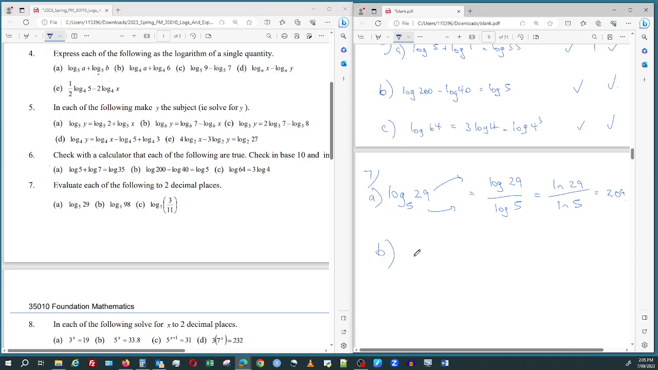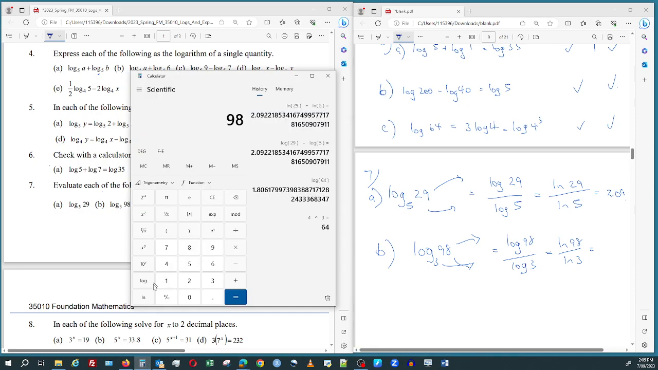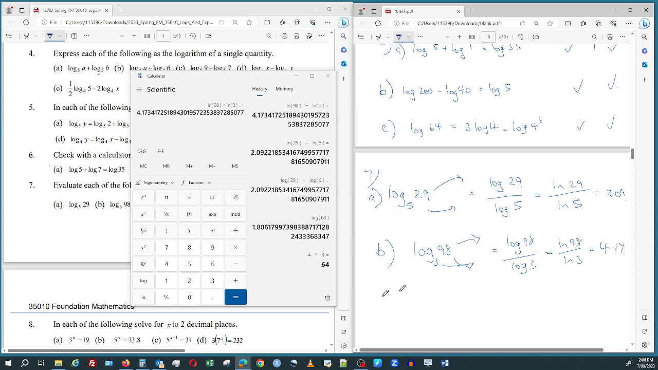All right, so B, log base 3 of 98. It's going to go up, down, so we're going to get log 98 over log 3, or ln of 98 over ln 3, either one will get you the same result. And so 98 ln divided by 3 ln is 4.17. 4 will go down, 3 will go down, so we'll get 4.17 to 2 decimal places.